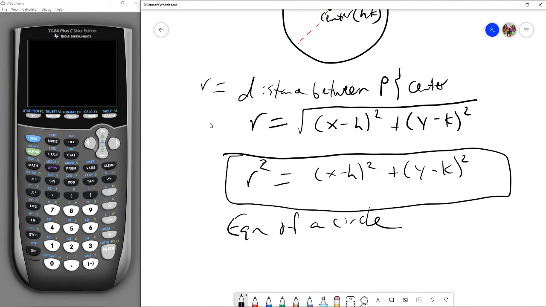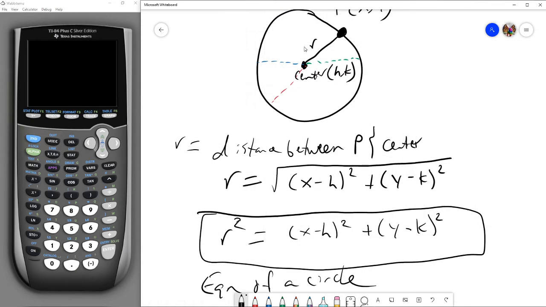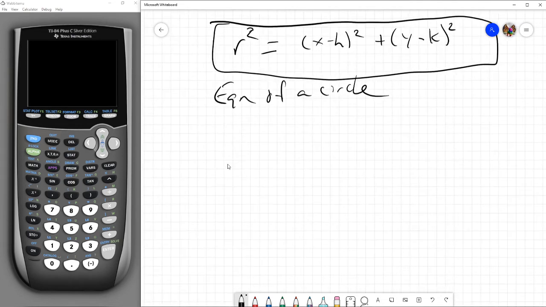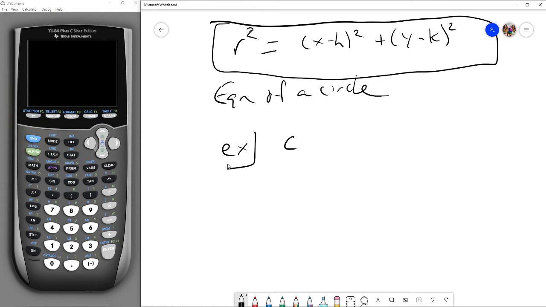Alright. So if you have some radius r and a center at (h, k), then you can generate a nice equation for a circle. So for example, if the center is at (-3, 5) and our total radius is 4, then our equation for our circle is going to equal, we have to have r squared, so that's 4 squared.